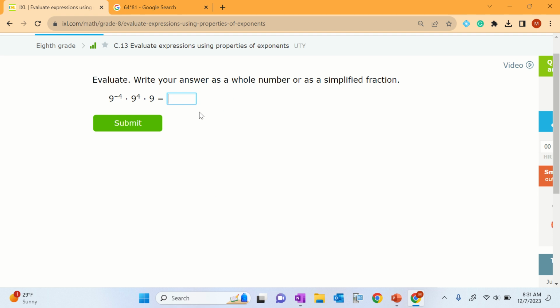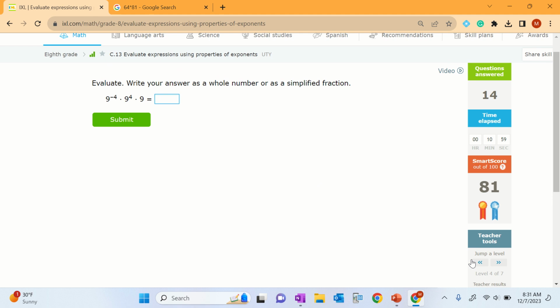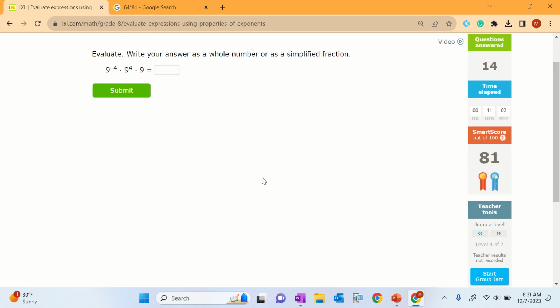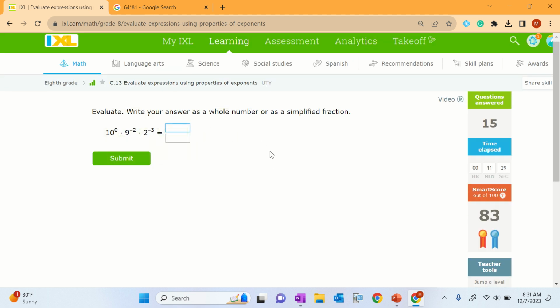9 to the power of negative 4 multiplied by 9 to the power of 4 multiplied by 9. Okay, so again, there's two ways to do this. You could move this 9 to the power of negative 4 to the denominator and then go from there. I am going to just add them because they have the same exponential base. So that's 9 to the power of negative 4 plus positive 4, that's going to be 0, plus 1, because this 9 is 9 to the power of 1. Okay, so negative 4 plus 4 is 0, plus 1 is 9 to the power of 1, which is just 9. Add the exponents when you have the same exponential base.